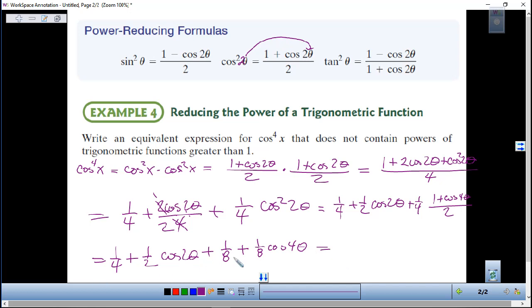And then of course you can simplify this. You can combine the like terms here and here. These are not like terms because their angles are not the same. So you end up with 1/8 and 1/4. So that's going to be 3/8 plus 1/2 cosine 2 theta plus 1/8 cosine 4 theta, and that's simplified down as much as you need to.